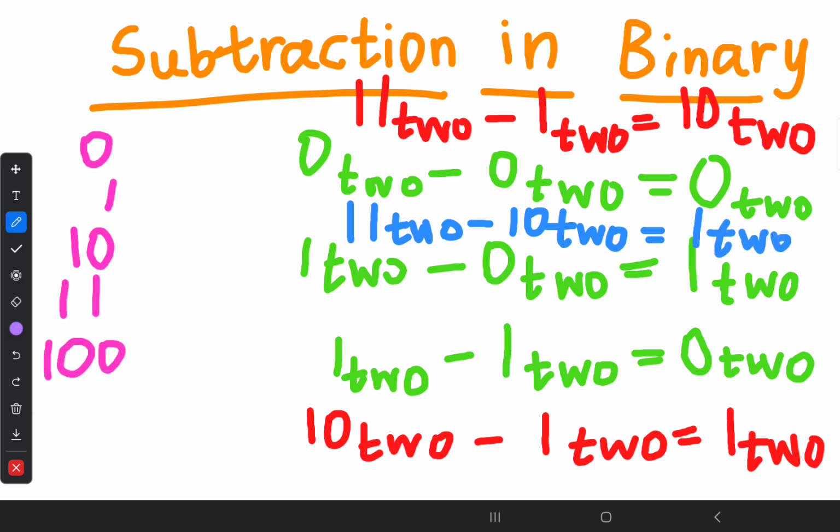One more important thing over here: from 0 you cannot subtract 1. When there is any occurrence of 0 minus 1, I'll explain how to subtract those in a different manner. We cannot subtract 1 from 0, so for that there is another method. I'll explain that while we are dealing with questions.